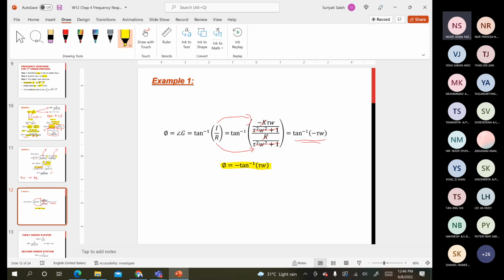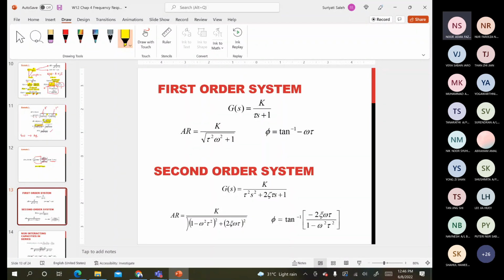For your case, you don't need to worry because in your textbook, you already have the transformation, the frequency response form. You just use it directly from the table inside your textbook. This example is just to show you how you get the expression for the amplitude ratio and the phase angle. So in this case, if we take a look at the first order, you have G equal to K over tau S plus 1.